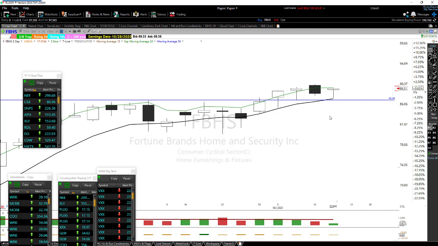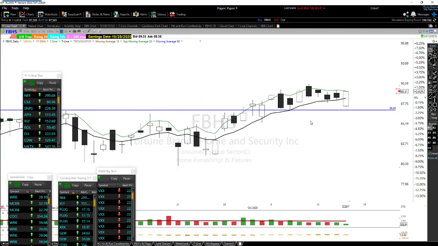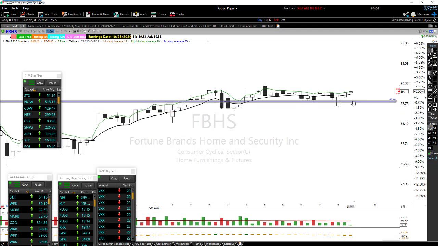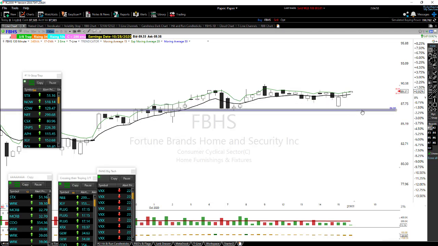I think I'm going to stick with that hammer. I'm going to go back to the daily chart. So that might be my stop out point. I might go look at that 3-bar chart. Does that look worthwhile?